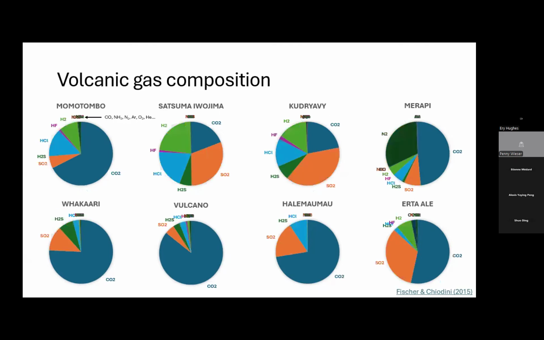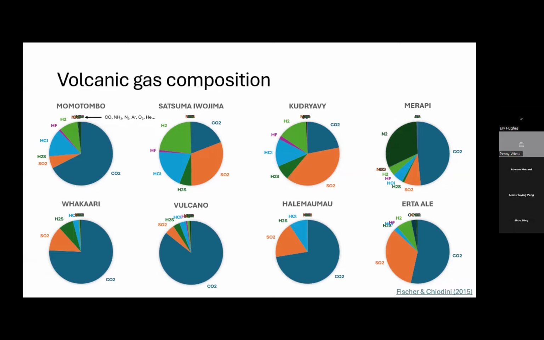If we now blow up that little everything else slice, here I'm showing you the dry gas composition. So this is where I've just removed the water and renormalized everything to 100. We can see that we have a whole host of different species. So CO2 tends to be the next most common gas species. We then have the sulfur species, so SO2 and H2S. Then we might have the halogens, so HCl and HF.